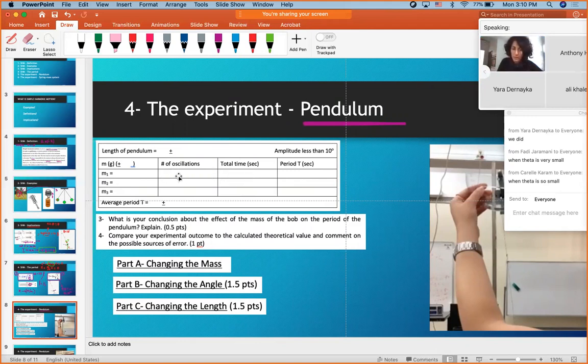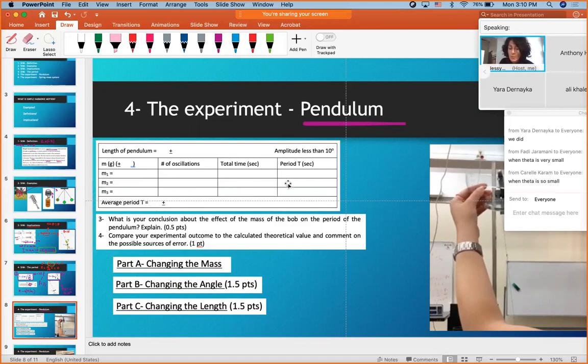So look at the number here. We usually ask the students to write the number of oscillations because sometimes if we ask them to do 10 oscillations, the pendulum will not go up to 10. It's going to stop prior, probably due to friction or because the amplitude is so small anyway. So we ask the students to pick the number of oscillations. And then they want us to find the average period.